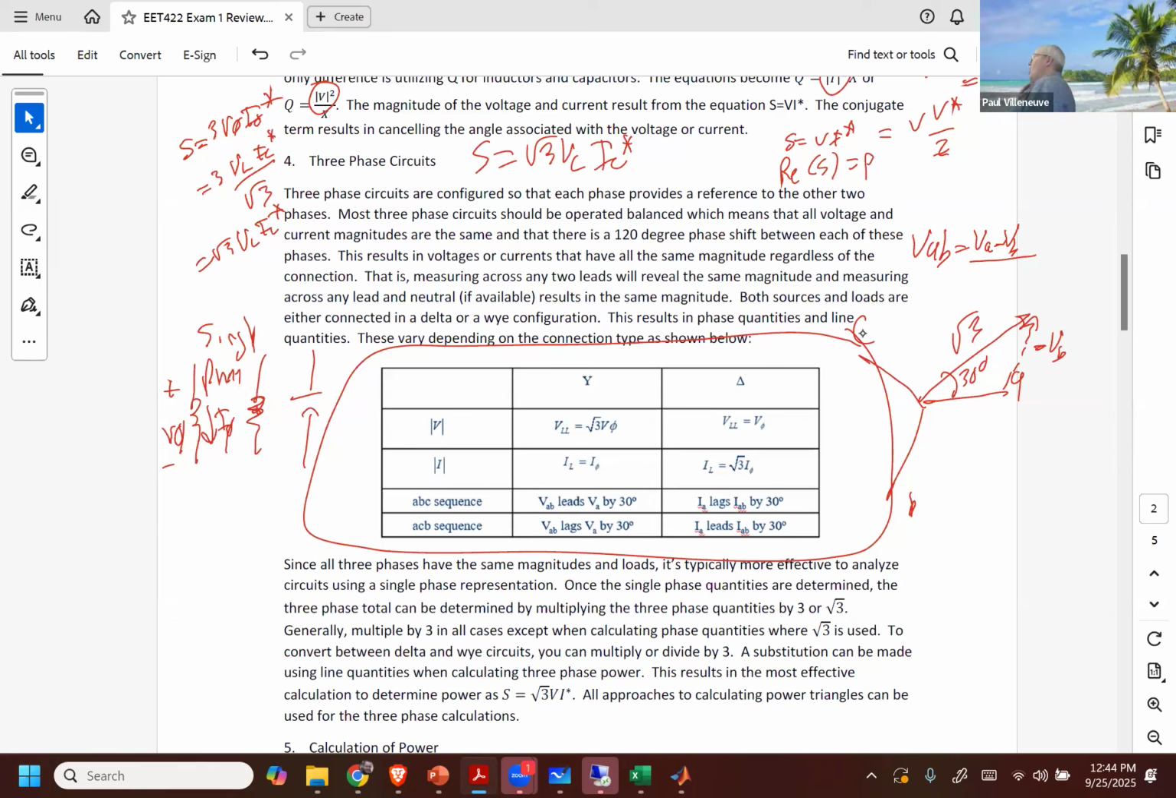So square root of 3 is only for multiplying or dividing for phasors. You only have two phasors, voltage and current. A phasor is a rotating sine wave. Voltage and current are the only two that rotate. Nobody else rotates. Your impedances are fixed and your power triangles are fixed, right? Because those are average values, so they're not varying with time.